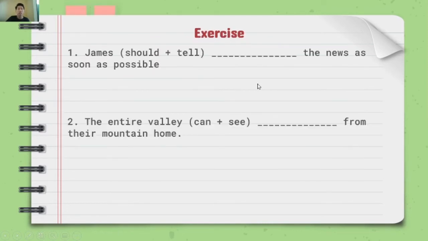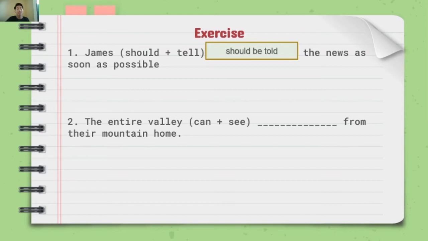Okay, we go to the exercise. Number 1. James should tell blank the news as soon as possible. This is a passive form. The passive form is subject plus modal plus be plus past participle. The modal is should, plus be plus the past participle of tell, which is told. So the answer is James should be told the news as soon as possible.